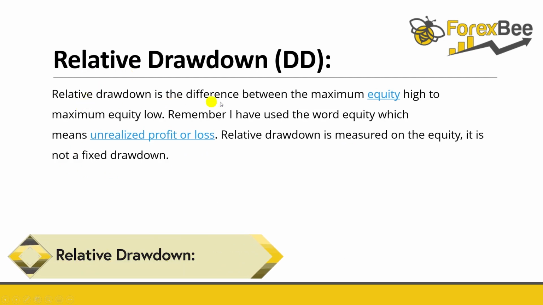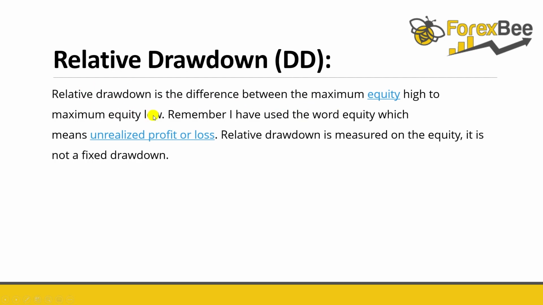The relative drawdown is the difference between the maximum equity high to maximum equity low. Remember that I have used the word equity, which means unrealized profit or loss. Relative drawdown is measured on equity. It is not fixed drawdown. The relative drawdown is calculated when you still have open positions in your account, and all the trades in your account are not concluded. Whenever you open a trade, there is a floating profit or loss and your equity is changing all the time with the floating profit or loss. So the relative drawdown is calculated on that equity.